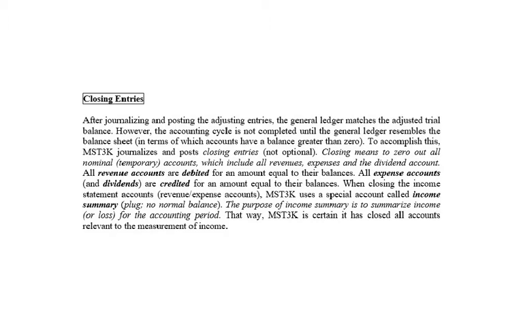So again, once you've done your financial statements, the thing to keep in mind is you don't need those nominal or temporary accounts separate anymore. In other words, you don't need your revenues, expenses, and that one dividend account separate. So all of those are going to be closed.